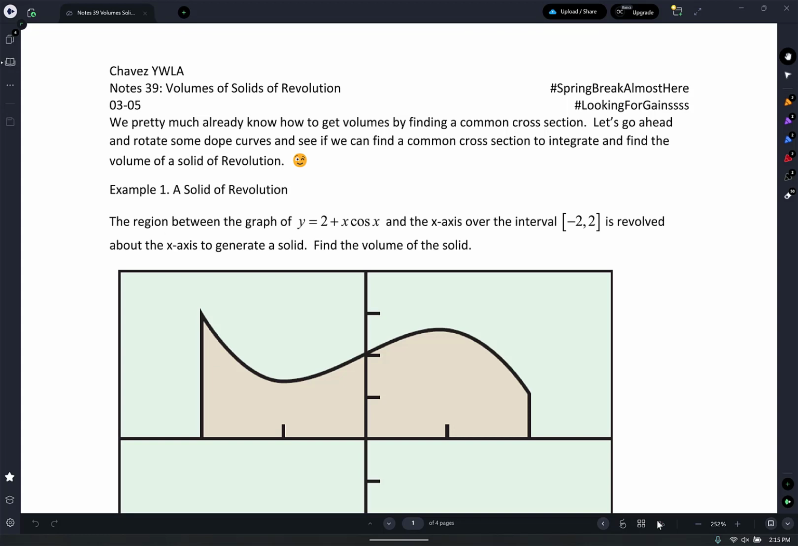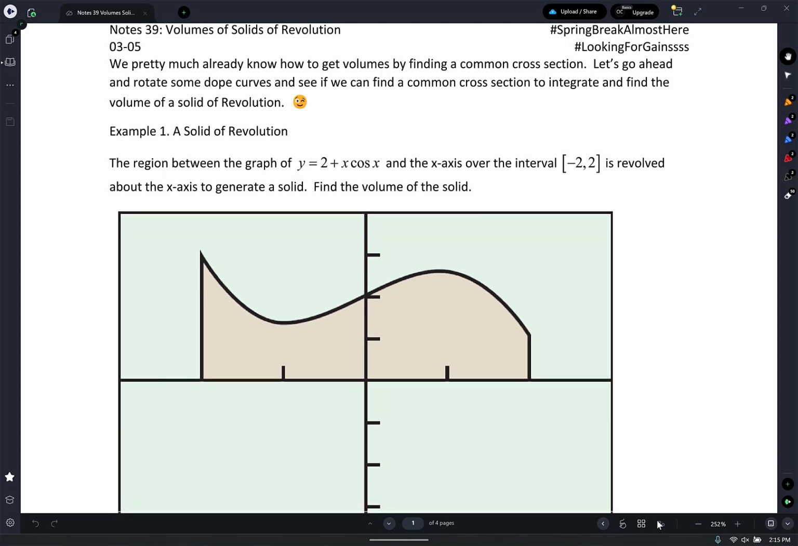All right, volumes of solids of revolution. We're just going to go over the basic ones. We're either going to rotate on the x-axis or on the y-axis. So here we go. You guys ready? The region between the graph y equals 2 plus x cosine x and the x-axis over the interval negative 2 to 2 is revolved about the x-axis to generate a solid. Find the volume of the solid.